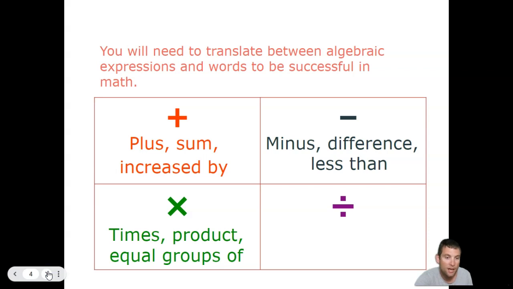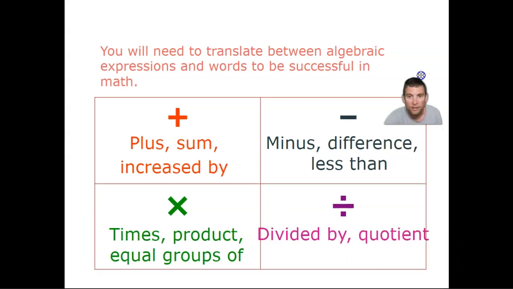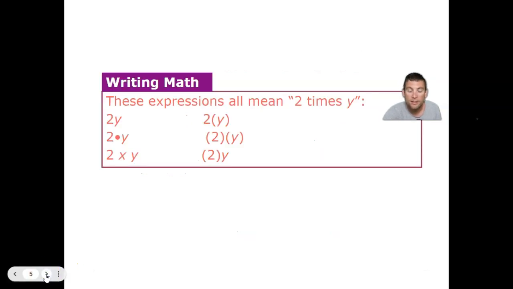If we see times, product, equal, groups of, that means multiplication. And if we see divided by, quotient, then that's going to be division.